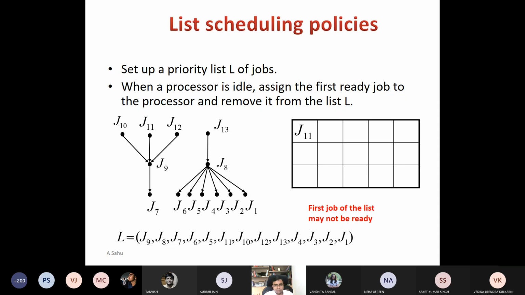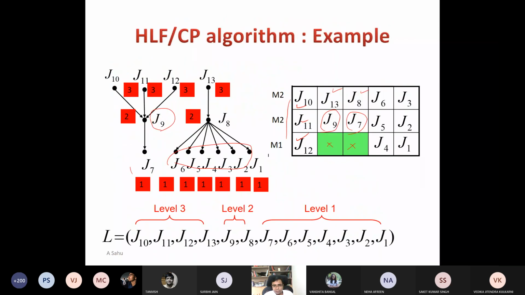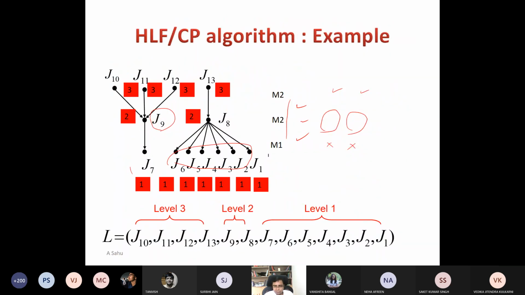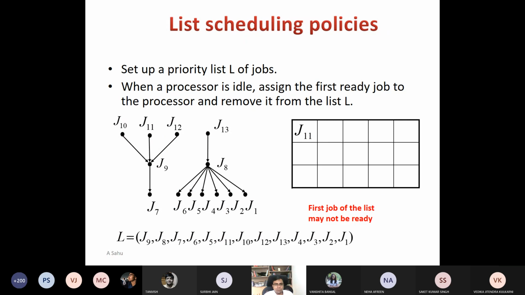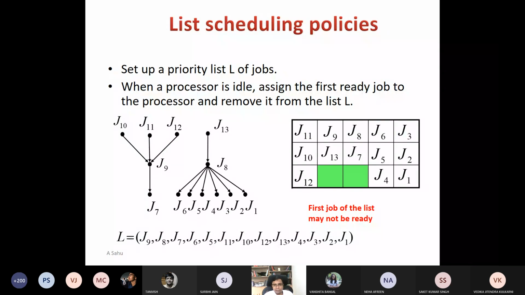What we are trying to do is the same thing. In the earlier case, we created levels, level 3, level 2, and level 1, and based on that, if a processor is free and a task is free, then we assign it. So J11 we are assigning, J10 we are assigning, J12, and similarly. The first job of the list may not be ready. Not ready means that if its predecessor is not finished, then we cannot execute it.